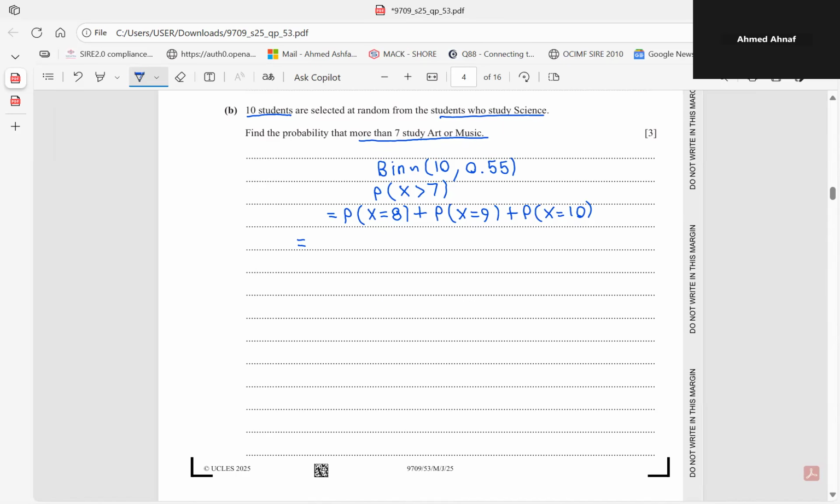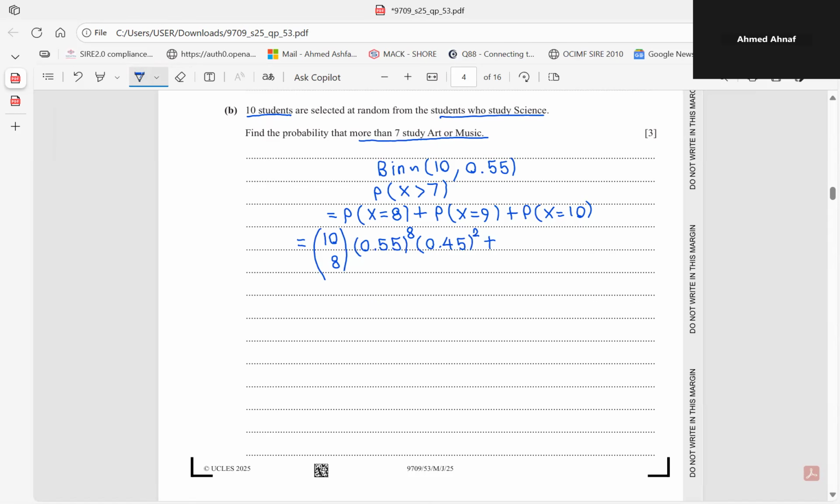So let's start with P(X = 8). To find the probability of a binomial distribution, you take your sample size n, so 10, choose the X value, which is 8, and you multiply it with your probability of success raised to the X value, in this case 8, and then you take your 1 minus P, the probability of failure, 0.45, raised to n minus X. In this case, 10 minus 8, which is 2. These two powers should add up to 10, your number of trials.